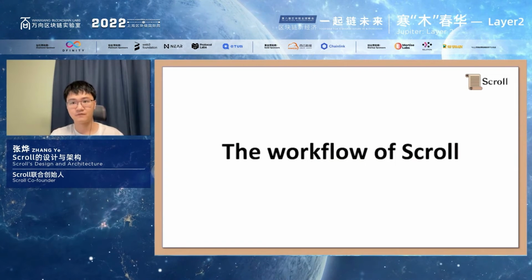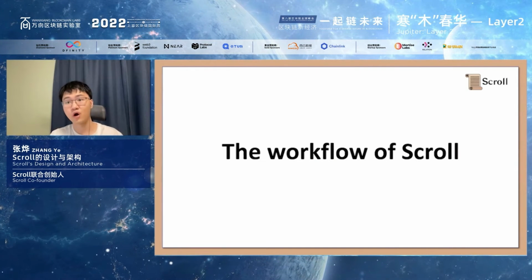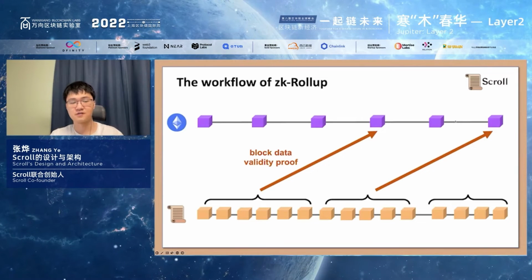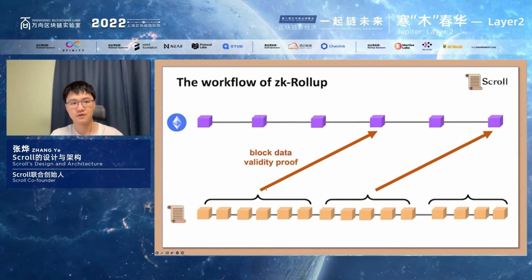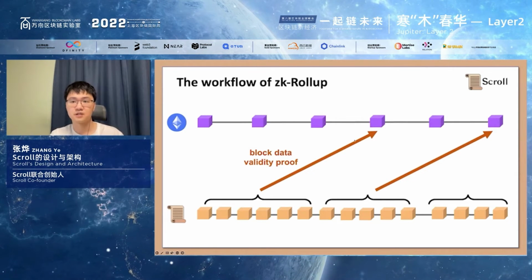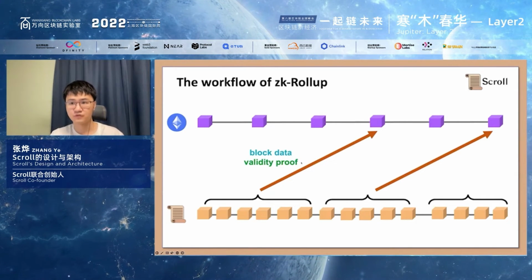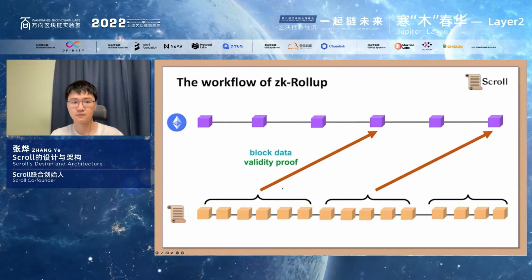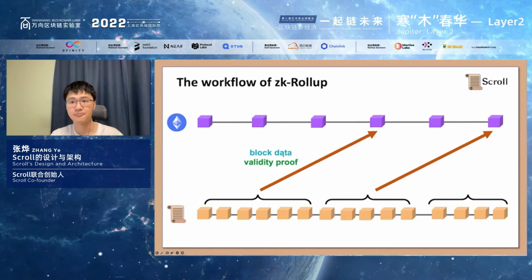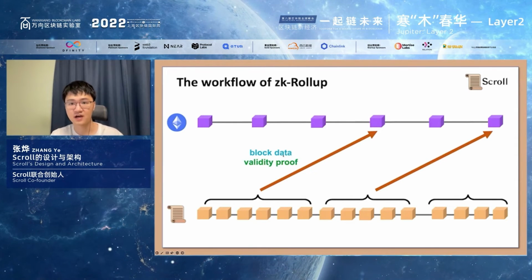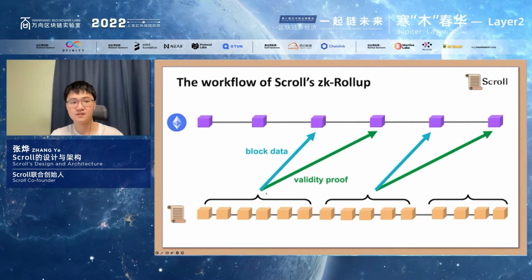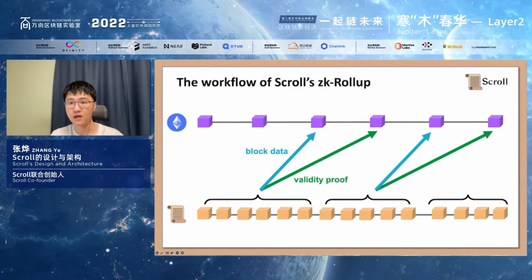Now let's take a high-level look at the workflow of Scroll in practice. A step back for the workflow of ZK rollup: you need to submit the block data and validity proof on layer 1. But actually, block data and validity proof can be separated, right? Because the validity proof relies on block data as public input, but block data can actually be submitted ahead of time, right? So we actually have 2 steps. One is submitting the block data on layer 1.